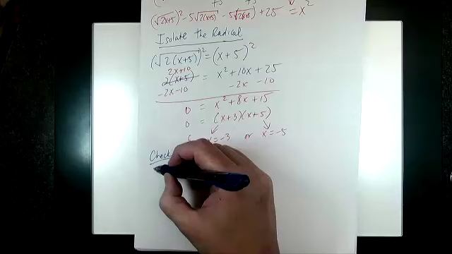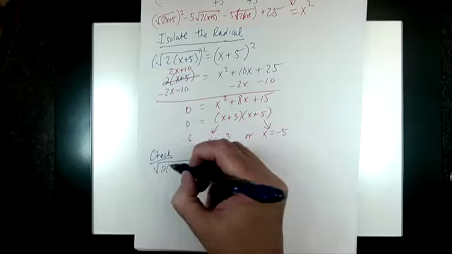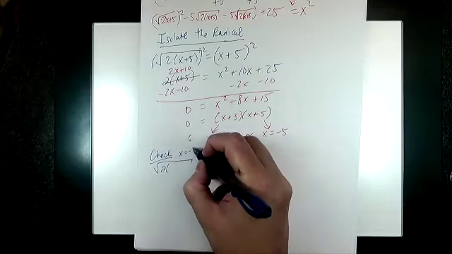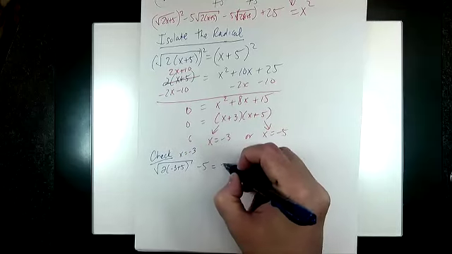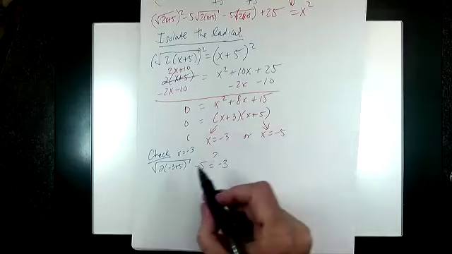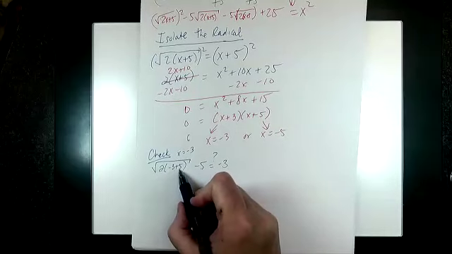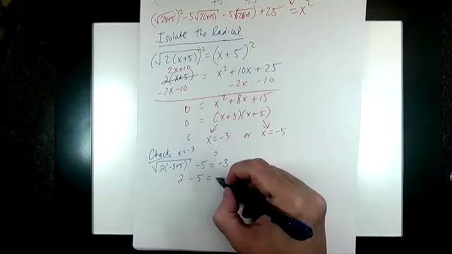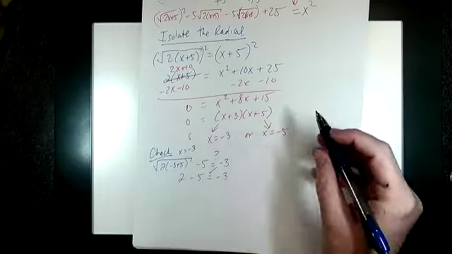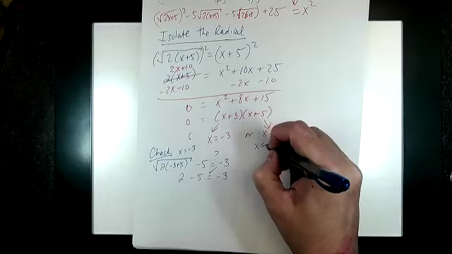If I don't have the calculator, then I just do it by hand. This is 2 times 2, this is 2, and 2 minus 5 does equal -3. That looks like a valid solution to me.